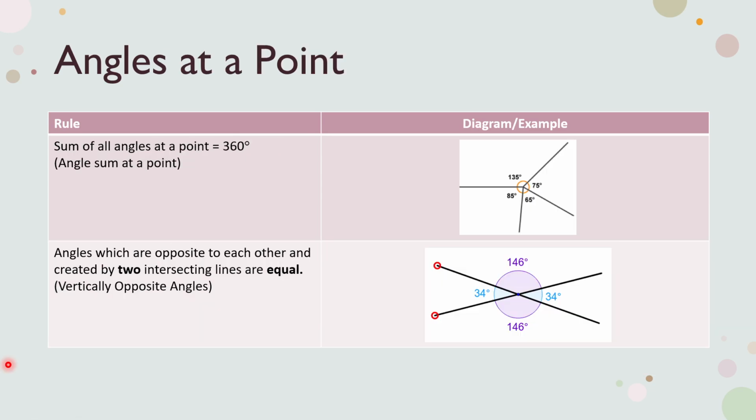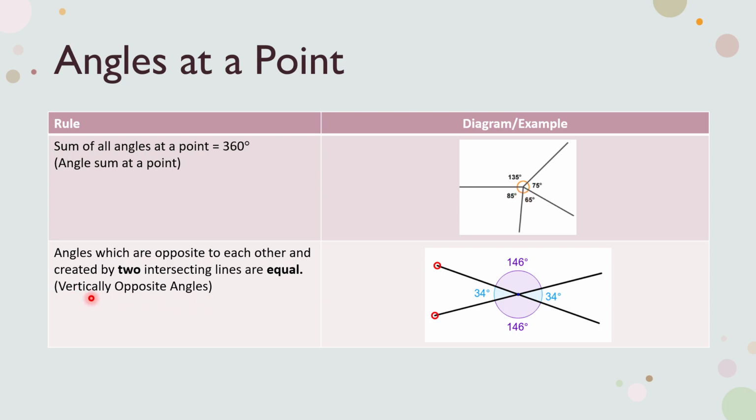Next set of rules are all about angles at a point. So another angle sum, again, if you have a series of angles that all come together at a point and you're able to sort of trace all the way around 360 degrees, that means that you can assume that all angles inside will also add up to 360 degrees.